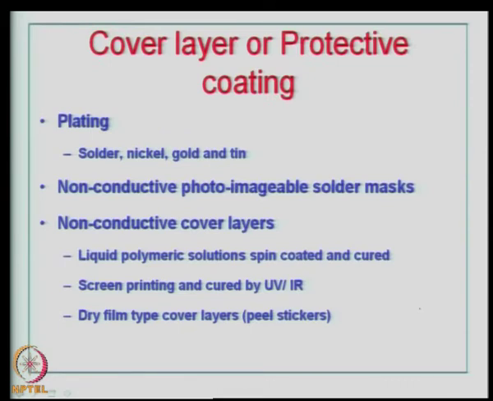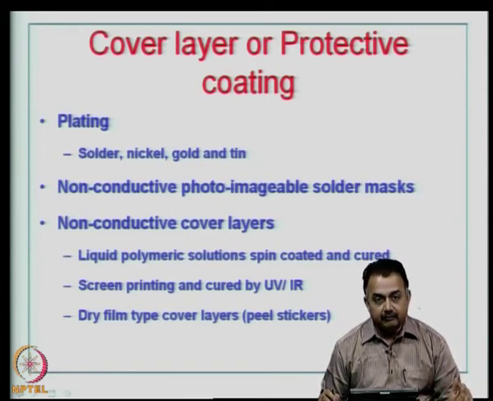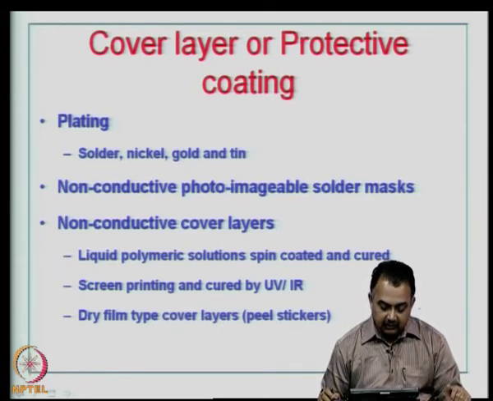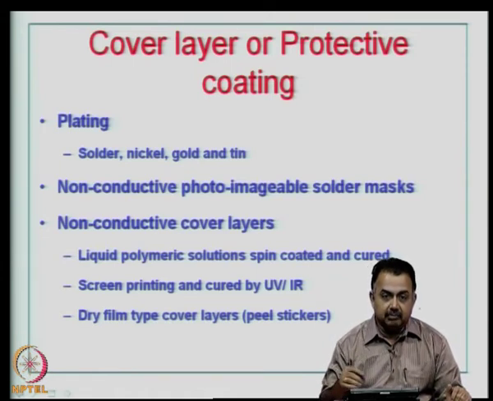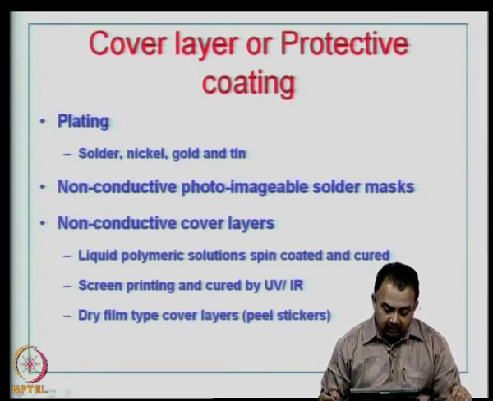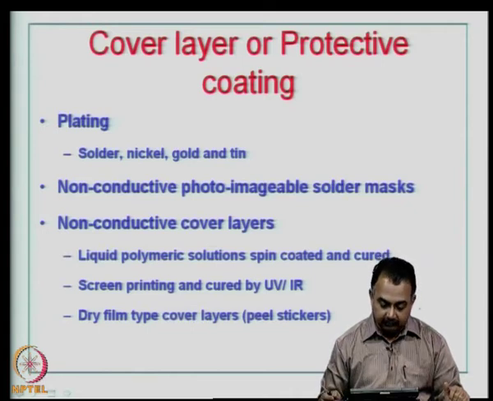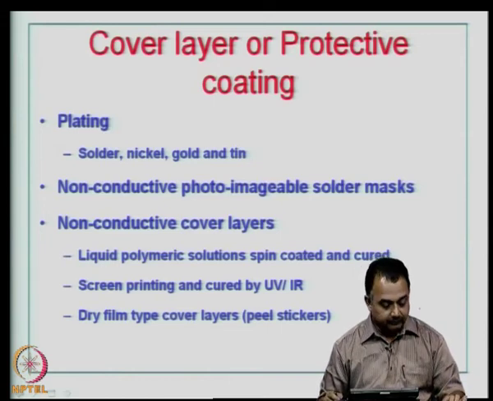Cover layer or protective coating, either you can protect the copper with solder or nickel gold or tin, the similar thing that we have seen in rigid boards, or you can use non-conductive photoimageable solder mask or non-conductive cover layers like a liquid polymeric solution spin coated and cured, or it can be screen printed and cured by UV or IR, or it can be a dry film tape type of material or a sticker type of material that can be easily applied and cured.